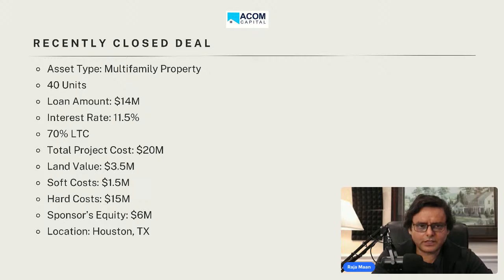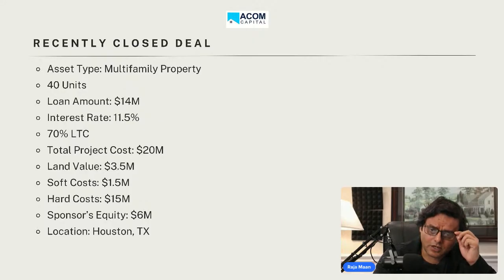This is a recently closed deal. We are running out of time. Asset type, multifamily property, we did in Houston. 40 units, loan amount is $14 million. Interest rate was 11.5, 70% loan to cost. Total project cost was $20 million. Land value was 3.5, purchased a few years ago. Soft cost, including everything, 1.5. And the hard cost $15 million altogether.